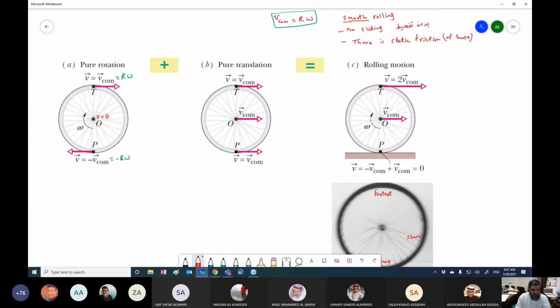Now we will add it to v center of mass to the right, v center of mass to the right, v center of mass to the right. What do you notice? What will be the resultant velocity here at the bottom at the contact point? V center of mass minus v center of mass. This will give us 0. Okay. The center will be moving with 0 plus v center of mass, or it will be moving with v center of mass. What about the point at the top here? It will be v center of mass plus v center of mass. So the velocity here equals 2 v center of mass. Oh, wow. Very nice.